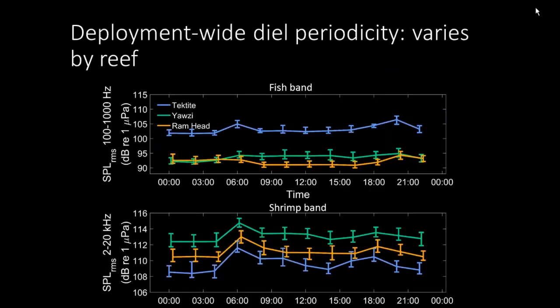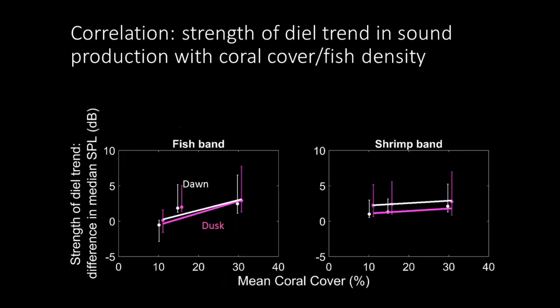At the high frequencies, we see something slightly different. We see a pretty similar trend in terms of the sound production, again, pooled over the deployment period, with these clear peaks at dawn, less so at dusk, but the levels between these are different. And so what we did was we looked at the magnitude of this diel trend in sound production. So the height of the peak at the crepuscular periods compared to a low point, say at midnight, and compared that to the visual survey parameters that we collected.